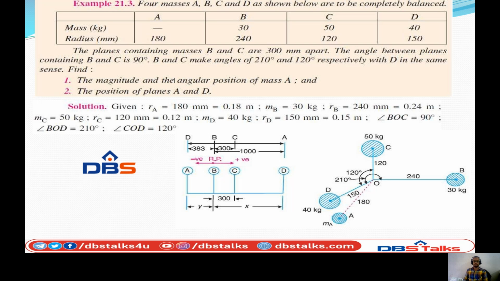So what is the question? It is given that we don't know the mass of A. That is the one thing. We need to find out the angular position and magnitude. So A is to be found out. Okay, one thing was cleared.